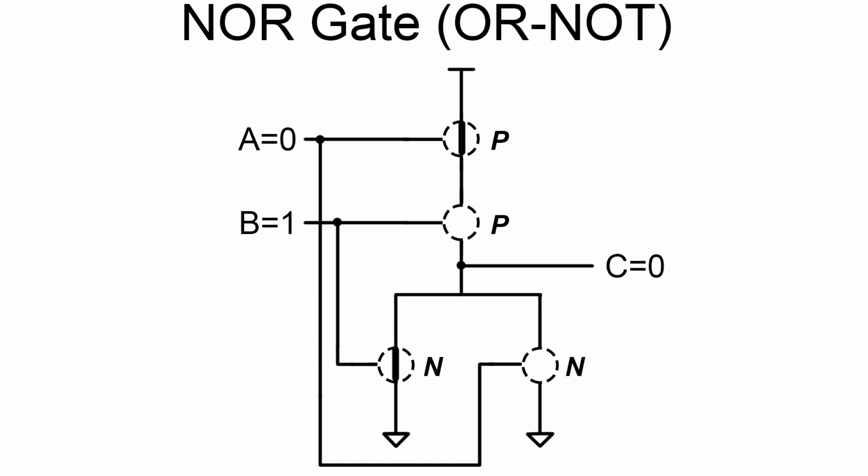Let's look at an example now where I have an input A equals 0 and B equals 1. So here with A equals 0, the top P switch is closed, but with B equals 1, the bottom P switch is open. So there's no connection now to the supply voltage. With B equals 1, one of those N-type switches is closed, so I make a connection now of C down to ground, so C becomes a logic 0.